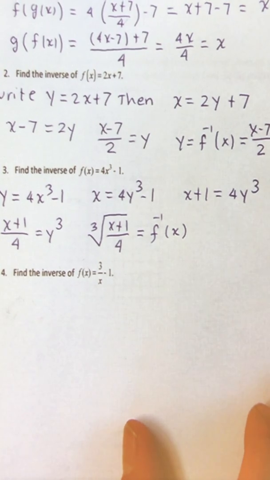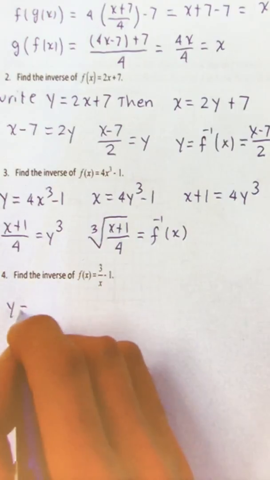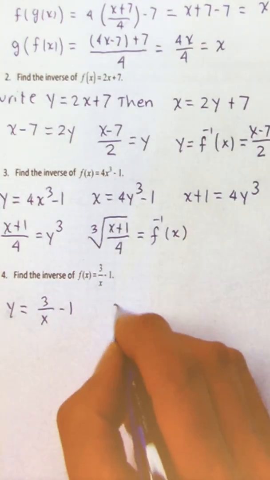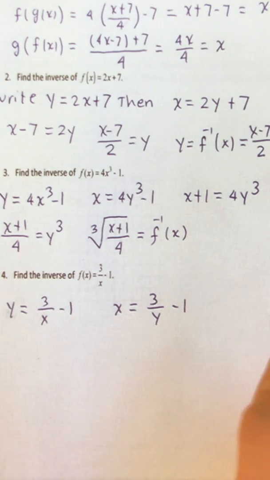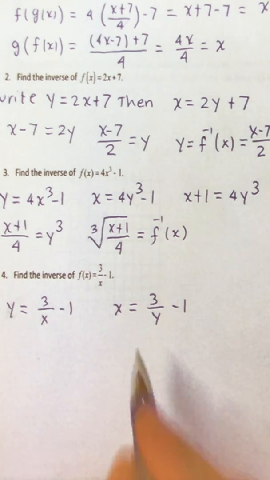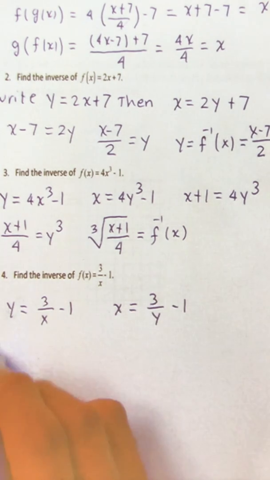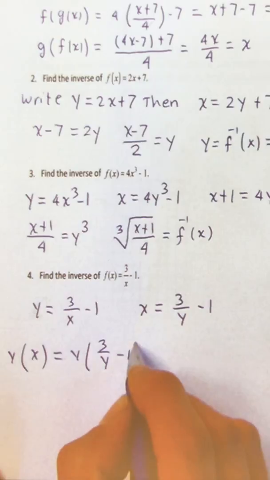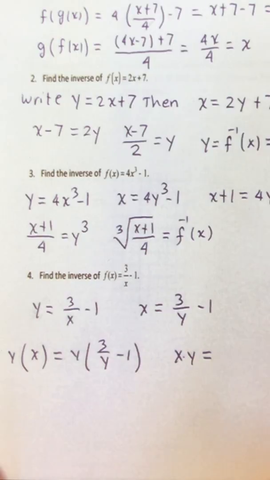Problem 4. Let's find the inverse of this rational function, y equals 3 over x minus 1. Okay, so we write y in place of f of x. Now interchange the value of x and y, so x is equal to 3 over y minus 1. Here, to solve for y, see that it's in the denominator, we will multiply both sides of the equation by y. So we'll take y times x on the left and y times 3 over y minus 1 on the right. That'll give us x times y on the left, and on the right we'll have 3 minus y.